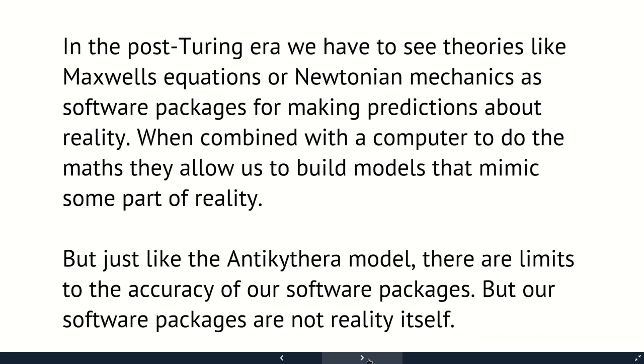And in the post-Turing era, we have to see theories like Maxwell's equations or Newtonian mechanics as actually just a type of software. They're software packages for making predictions about reality. And when combined with a computer to do the maths, they allow us to mimic reality. But just like the Antikythera model, there are limits to the accuracy of these software packages. The software package isn't reality itself.